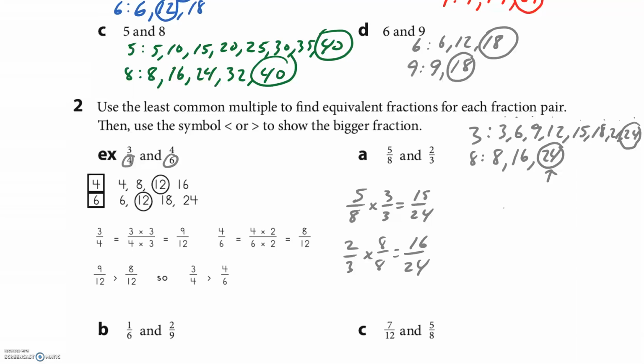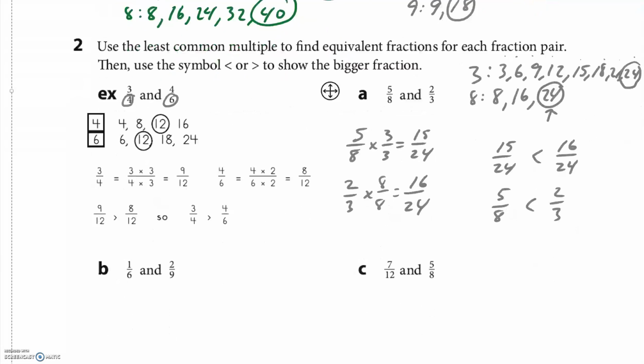So I know that 15/24 is less than 16/24. So I also know that 5/8, because that matched up, is less than 2/3. All right, you try one, pause it, and then come back to me.